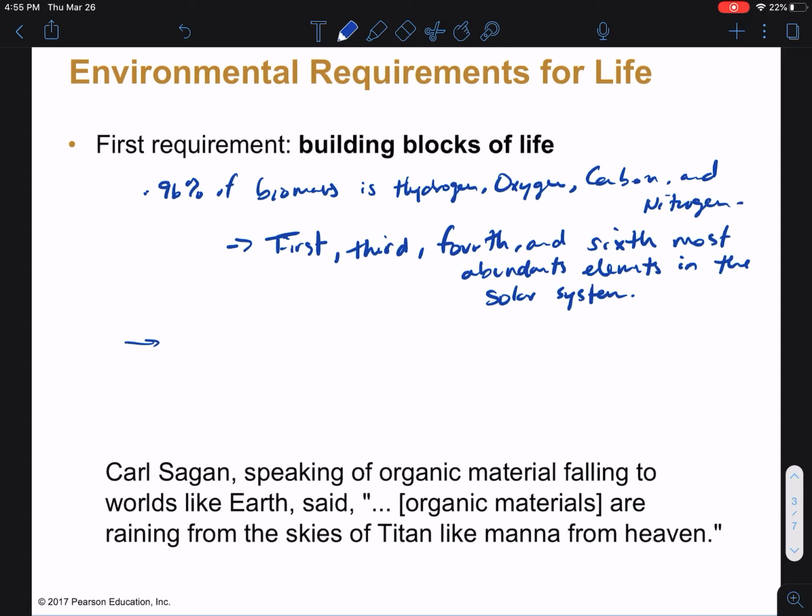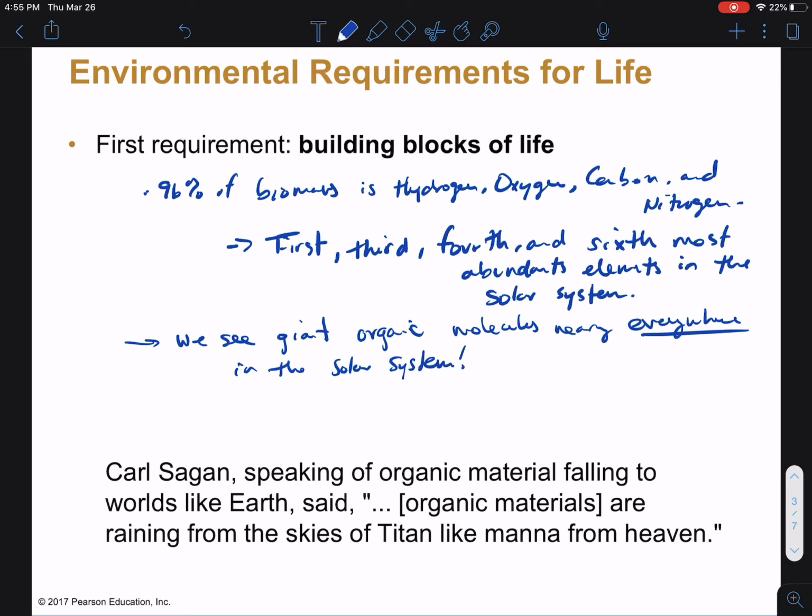And like I said, when we look around, we see giant organic molecules nearly everywhere in the solar system. One place in particular is in the atmosphere of Titan. This is the largest moon of Saturn. It has a very thick atmosphere, so this is one of the places we'll look. There are reactions that take place with ultraviolet light that create these large organic molecules, and they rain down from the sky. So here's a nice quote from Carl Sagan, that these things are raining down from the skies like manna from heaven.